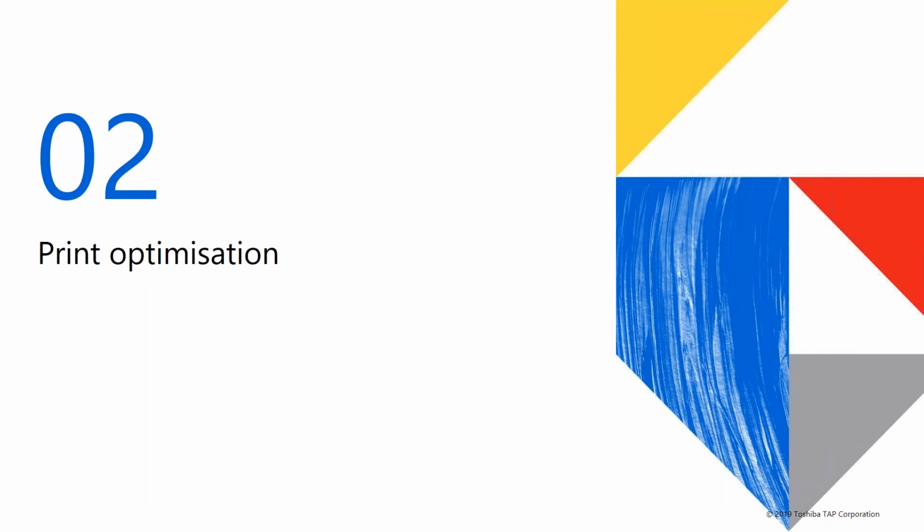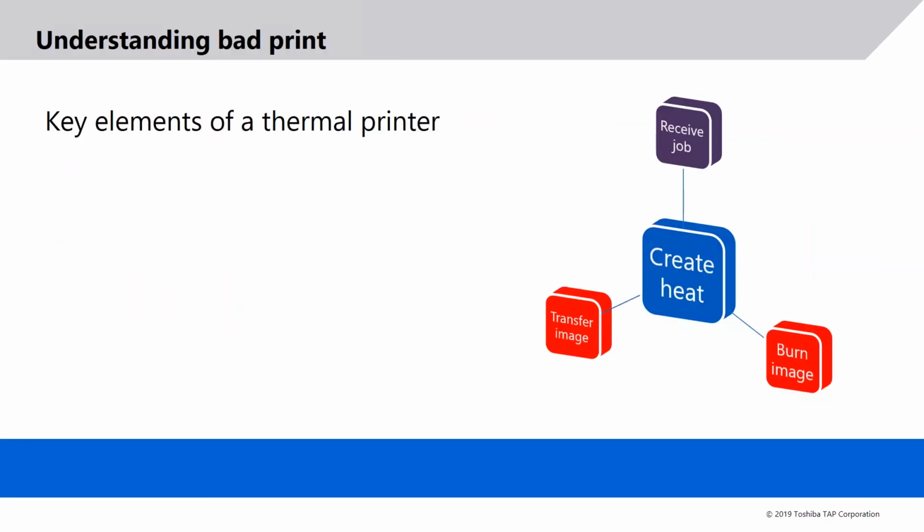So optimizing your print simply means adjusting settings either in the hardware or with your labels or with your consumable ribbons that you're using to solve the bad print problems that you're having. That's all that it means. So in order to understand how to optimize your print, we need to understand what the key elements of your printer actually are, because these play a very important role in ensuring you have a high quality print.